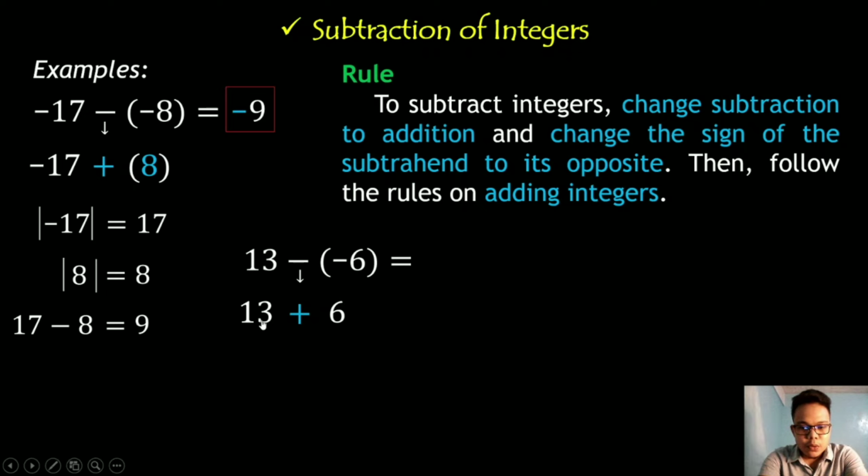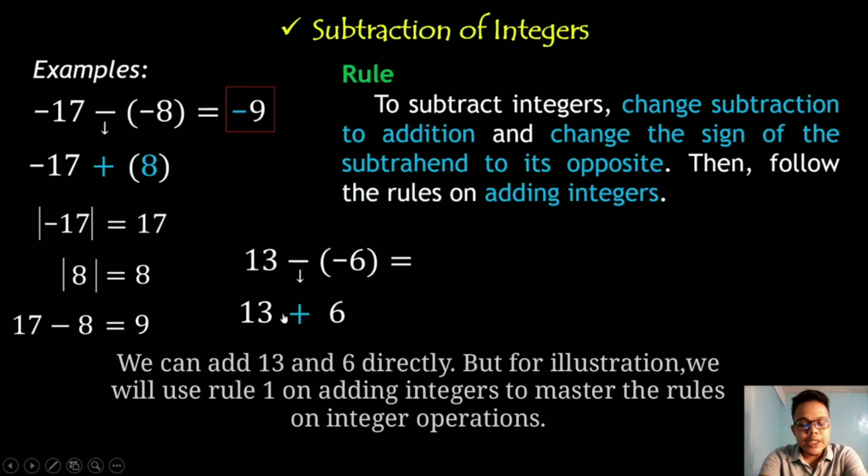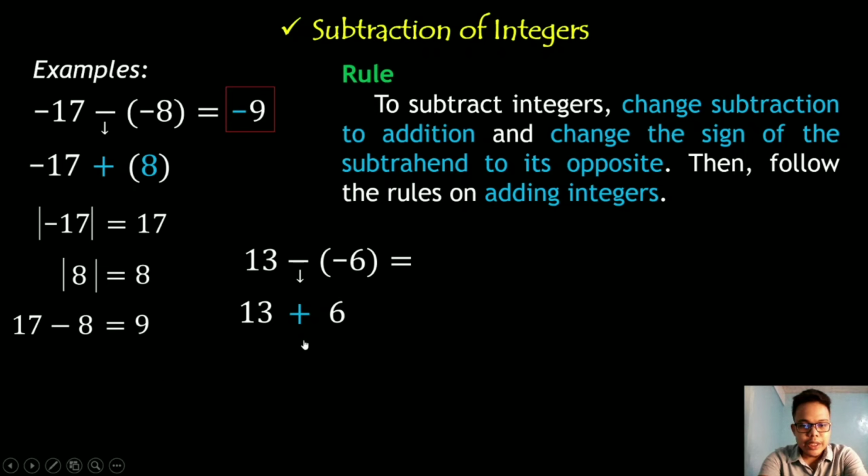Sa part na ito, makikita natin na magkapareho o same signs yung dalawang integers. Kaya yung rule number 1 sa adding integers ang gagamitin natin dito. So first, kunin muna natin yung absolute value ng 13 at 6. So the absolute value of 13 equals 13. And the absolute value of 6 is equal to 6. And we just simply add 13 and 6. So that's 13 plus 6, which is equal to 19.